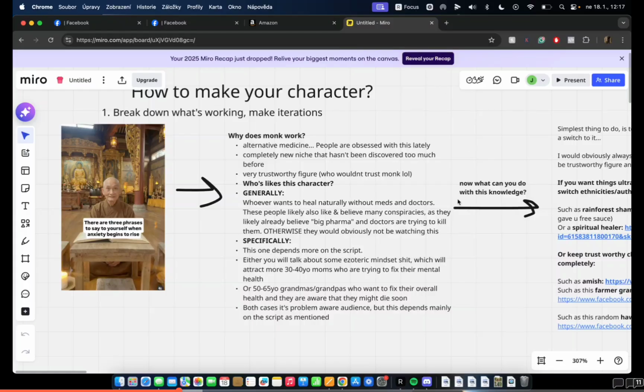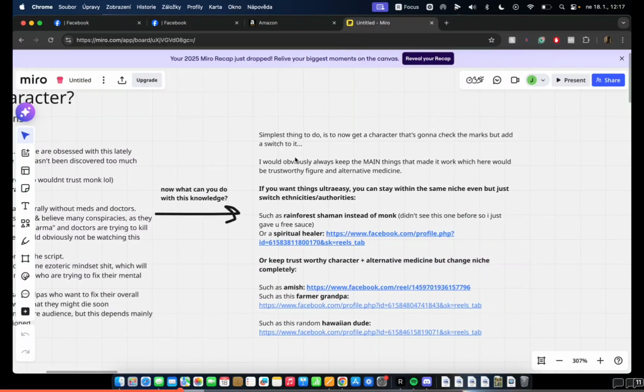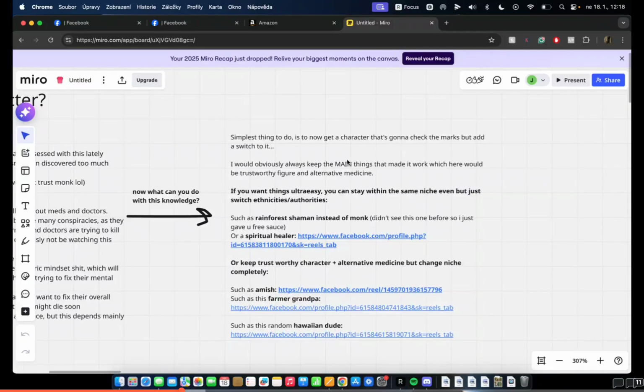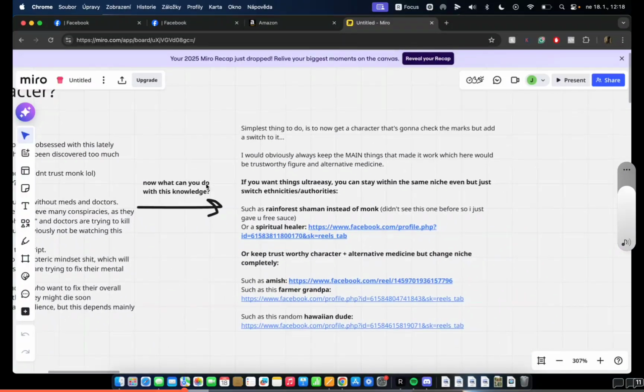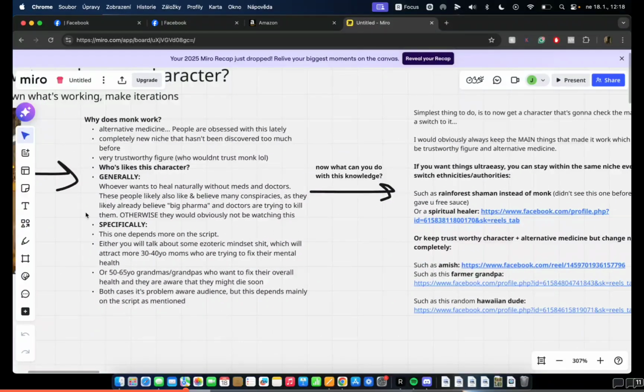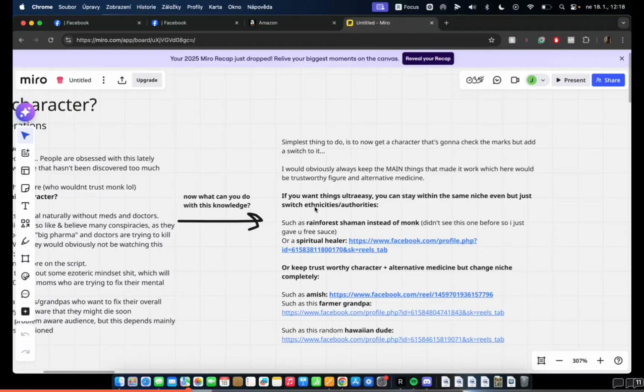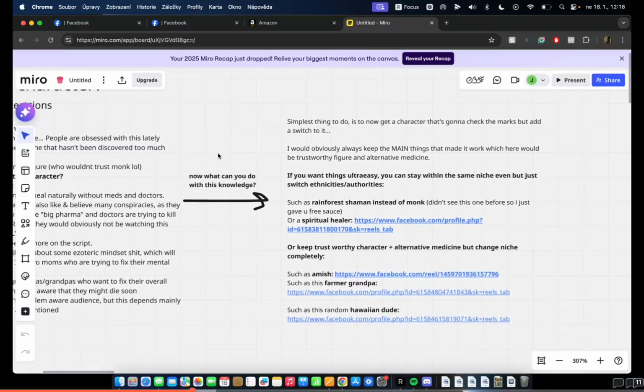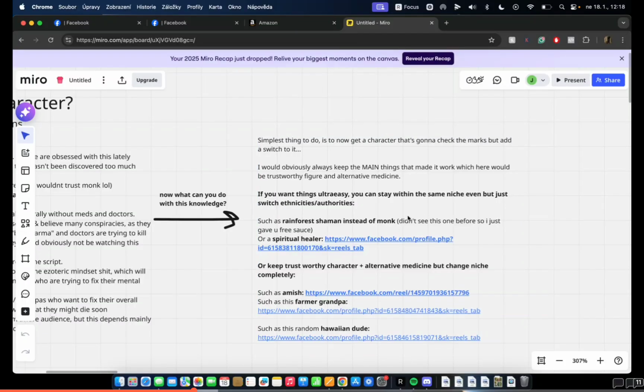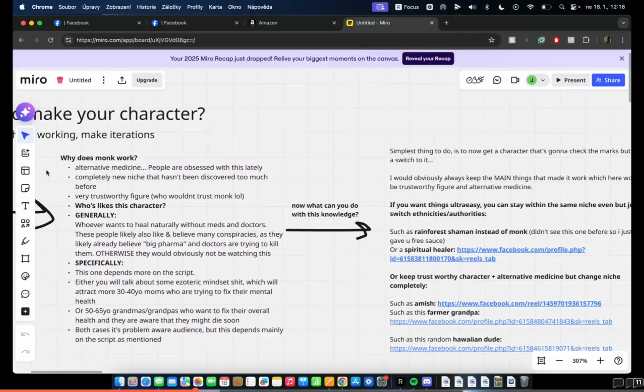So now, once you've broken this down properly, what can you do with this knowledge? The simplest thing you can do, which I've talked about earlier, is to get a character that checks all the marks here, these three, but add a switch to it, and then also probably switch this mark, checking this mark in terms of the general audience who likes the character. And if you want things insanely easy, you can stay within the same niche, but only switch ethnicity or authority. So this would be a rainforest shaman instead of a monk. He still practices alternative medicine, it's basically a similar niche, but he's still trustworthy.